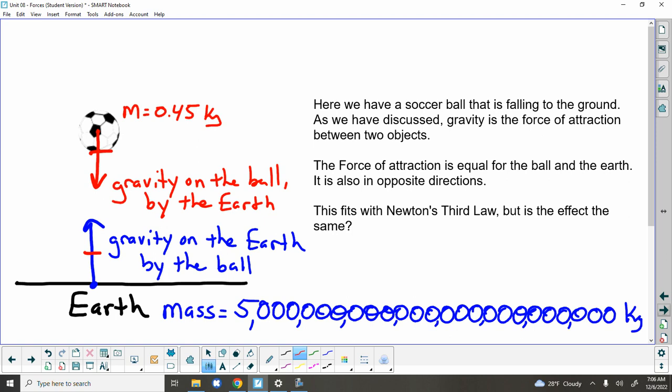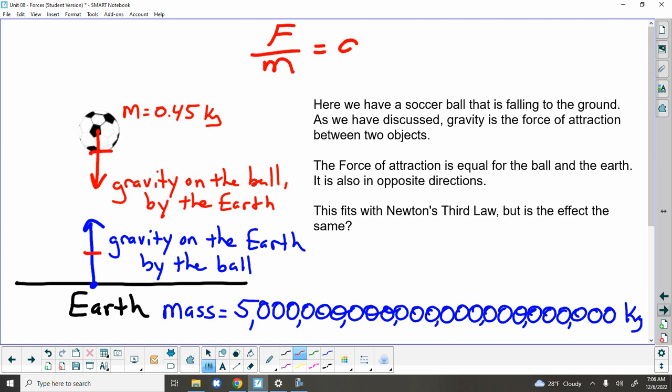So in other words, the mass of the earth is significantly larger than that of the soccer ball. So go back to Newton's second law. You have an equal amount of force being imparted on both of these. However, the mass of the earth is much, much larger. So we have force over mass equals acceleration.